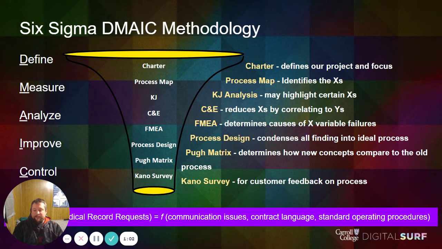The Six Sigma DMAIC methodology, the letters are an acronym for the 6 phases of the Six Sigma improvement. Starting with D and working our way to C, we have define, measure, analyze, improve, and control. Here in the center of the slide, we can see a funnel type diagram illustrating the methodology and how through this process, we hone in on the main issues that we need to fix in order to solve our problem. In our case, it is preventing duplicate medical record requests at Blue Cross Blue Shield.